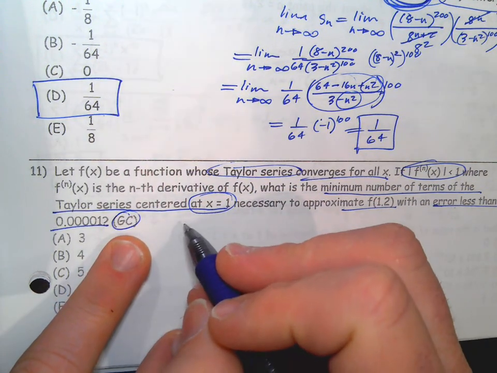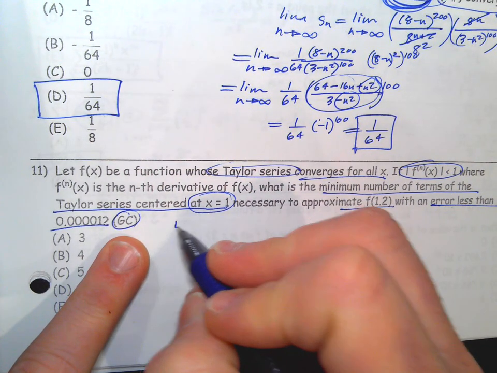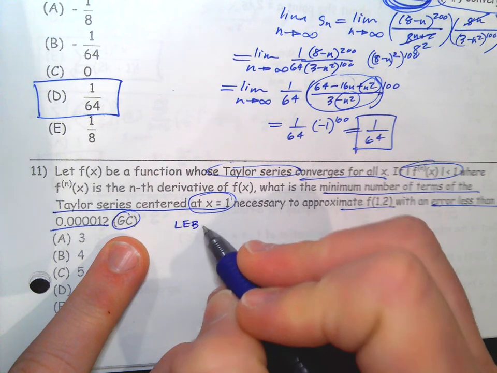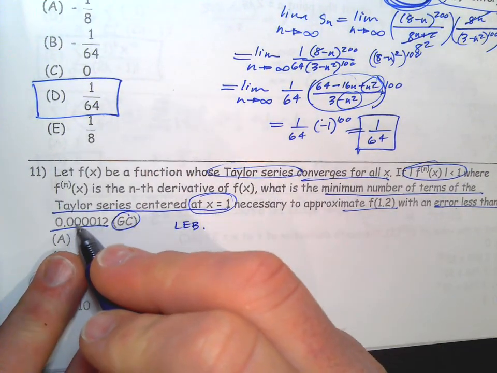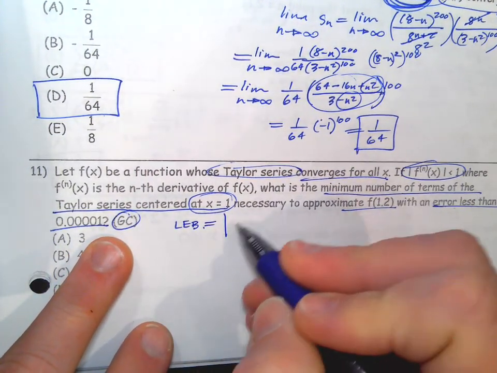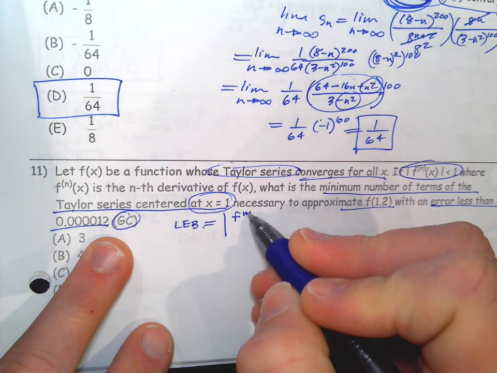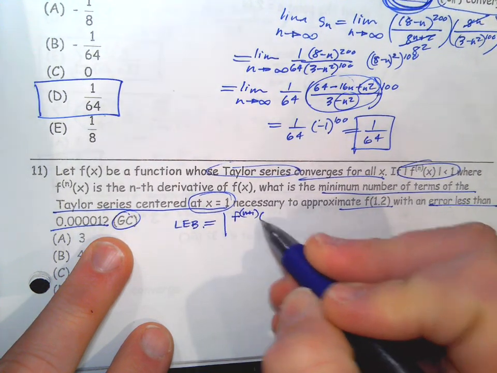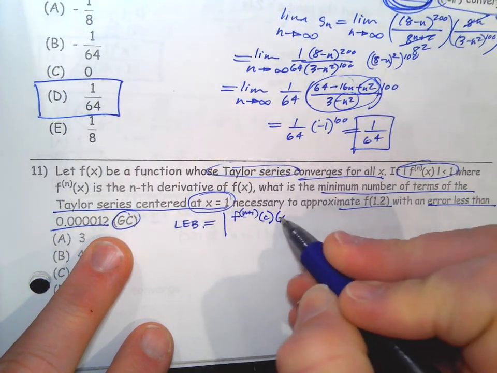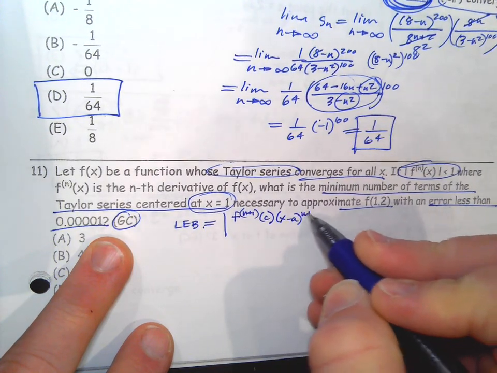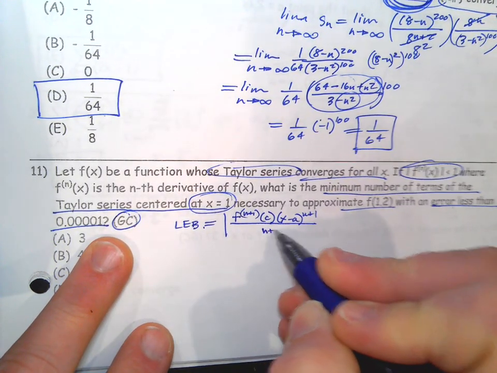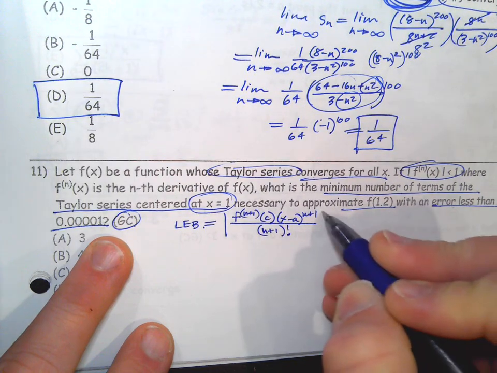So essentially, we're trying to find the Lagrange error bound. We're trying to force a Lagrange error bound to be less than this. So Lagrange error bound is the absolute value of the f to the n plus 1 derivative at some value c, times (x minus a) to the n plus 1 over (n plus 1) factorial. I'd challenge yourself to write that down from memory every time.